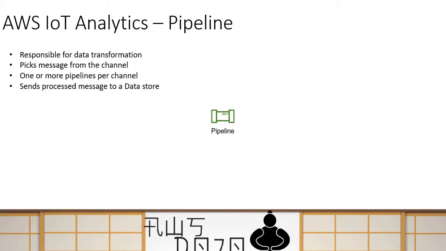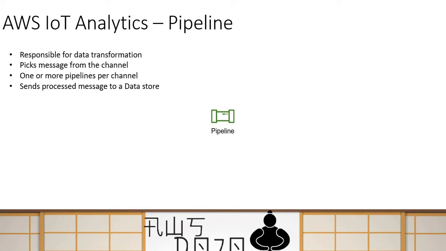So having talked about the channel, let's talk about the pipeline. And pipeline is responsible for performing the data transformation. So basically it takes the raw message from the channel and performs different types of transformation. You can have more than one pipeline running on the same channel if you want to perform different types of transformation. And what pipeline does is that when it has transformed the data, it will simply store the data or message into your data store.